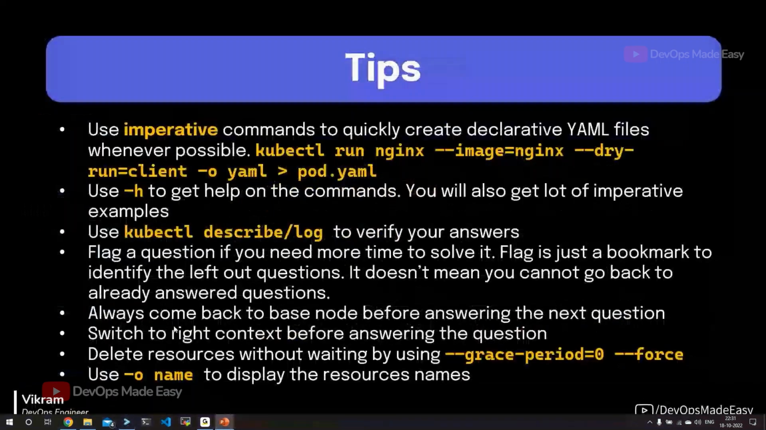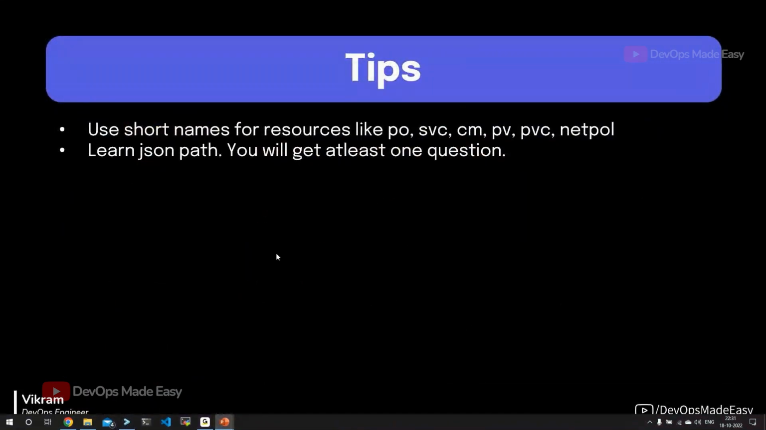So those are the various tips. Wherever possible, use short names only, like po for pod, svc for service, pvc for persistent volume claim. Instead of typing network policy, just type netpol. You can also get those shortcuts in kubectl api-resources. And learn JSONPath.